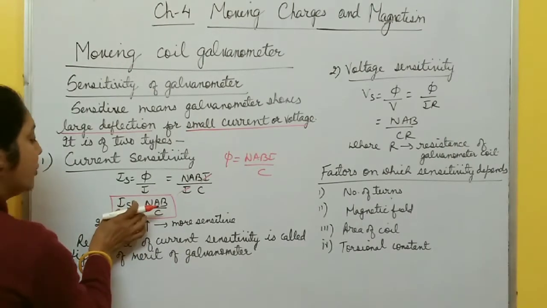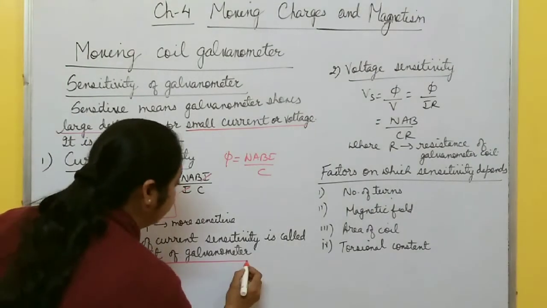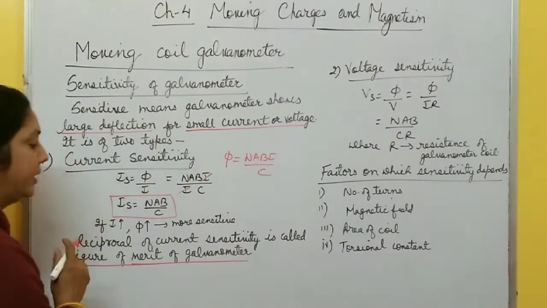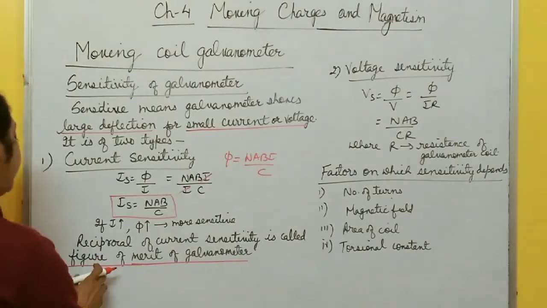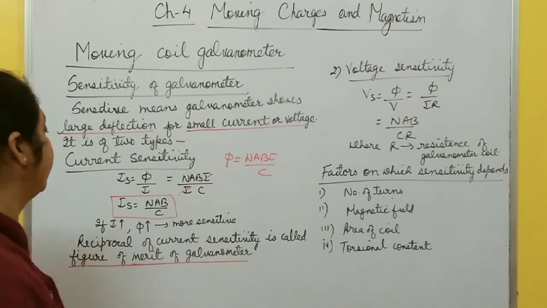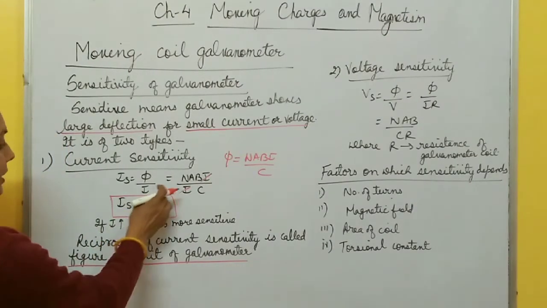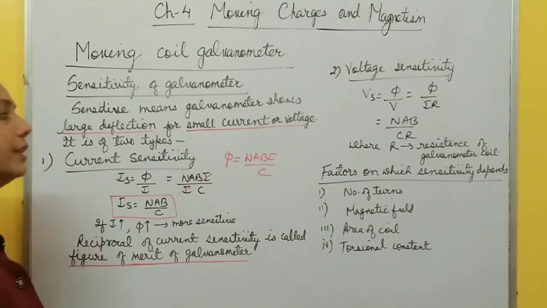And the reciprocal of this current sensitivity is called the figure of merit of the galvanometer. This is one experiment in class 12: define the figure of merit of a galvanometer using this moving coil galvanometer, right? So you have to find these values, and the reciprocal of this current sensitivity is the figure of merit of the galvanometer.